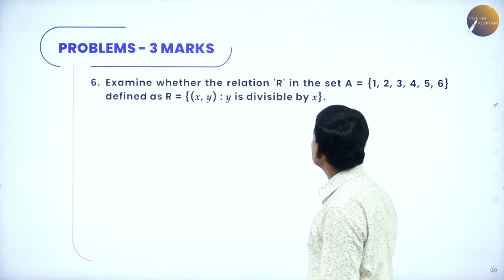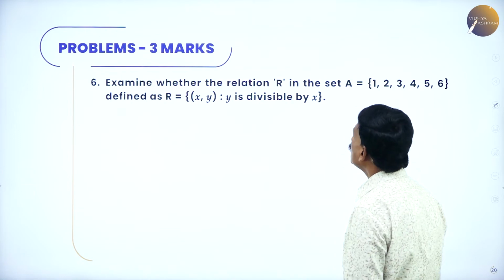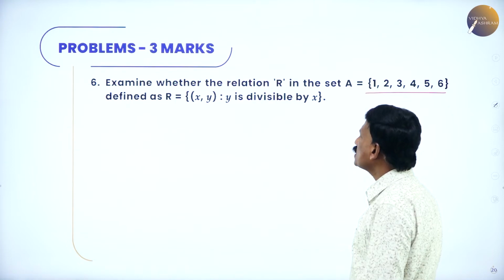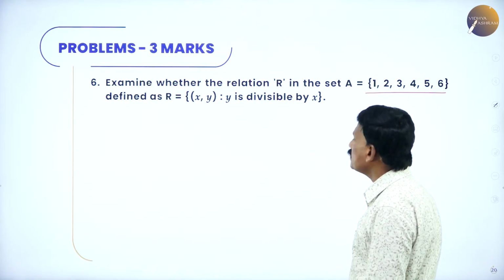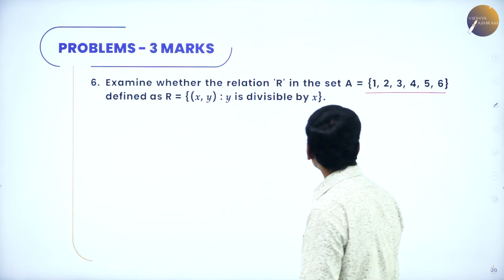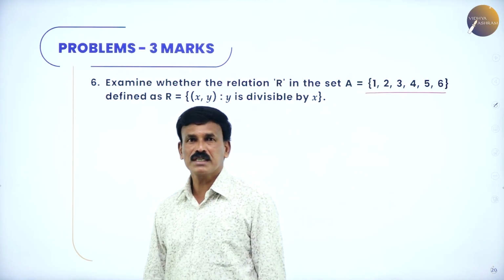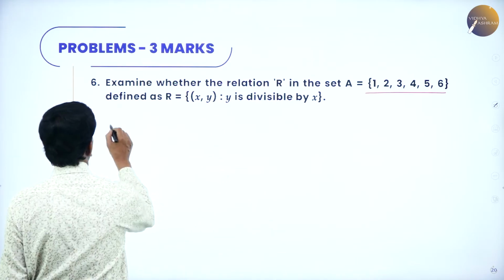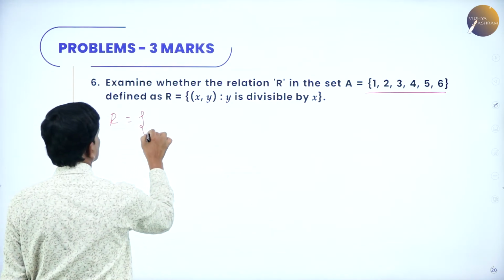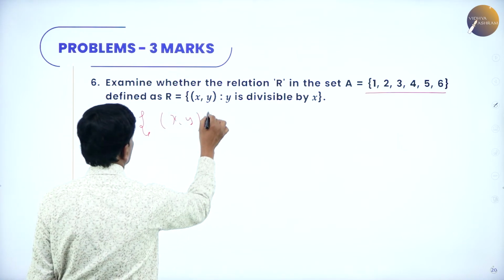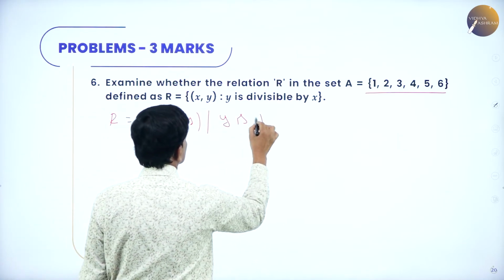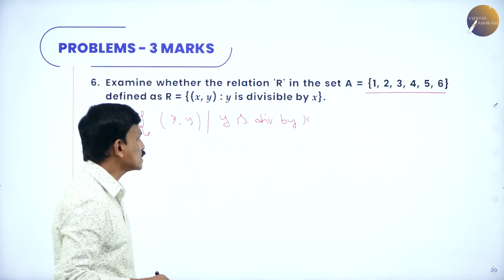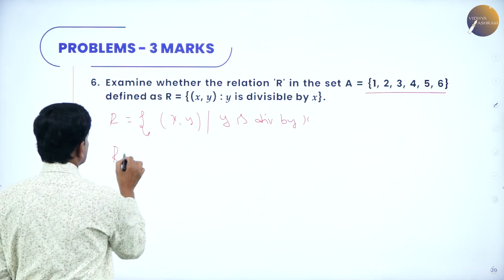Now examine whether the relation R on the set A equal to 1, 2, 3, 4, 5, 6 defined as R is equal to x comma y such that y is divisible by x is reflexive, symmetric and transitive. Okay. Now let us take this problem. What is given? The relation R is equal to x comma y such that y is divisible by x. Okay. Now write down the elements of the set R.